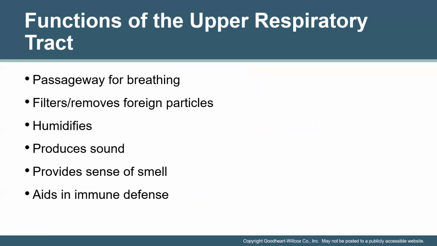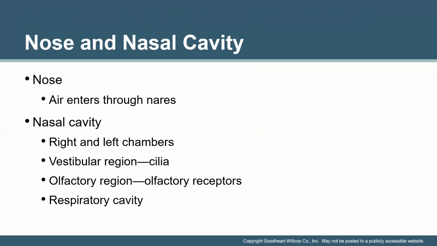Functions of the upper respiratory tract: it is our passageway, and it filters and removes foreign particles. We already know that it humidifies air coming in. It does help produce sound, it does help provide a sense of smell, and it will aid in immune defense. I already talked through the nose and the nasal cavity. Let me talk a little bit more about some of these other points.